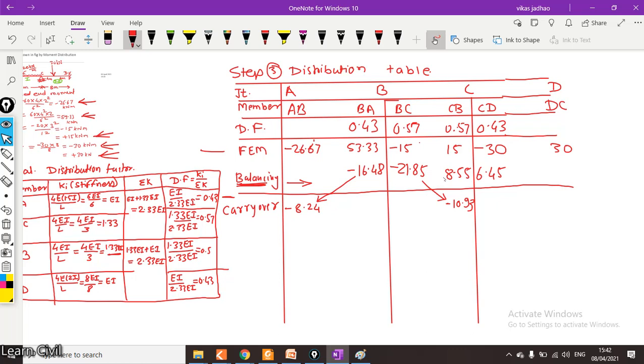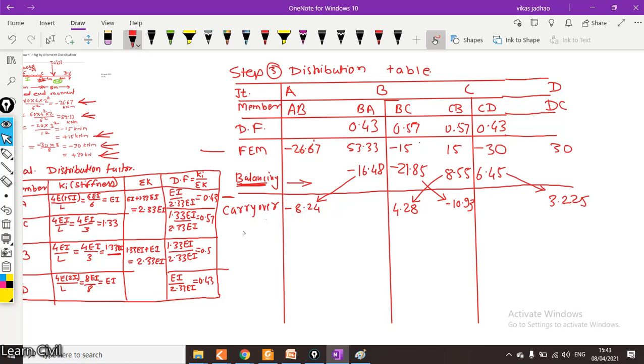Then half of this moment 8.55 will be transferred to BC. So the moment transferred will be 8.55 by 2, that is 4.28. Again, half of this moment 6.45 is transferred to DC in proportion of 0.5. So this will be 3.225 kilonewton meter. So this is called carryover.